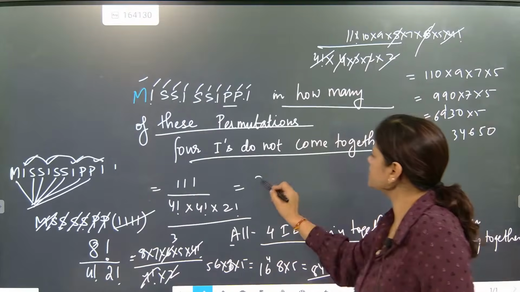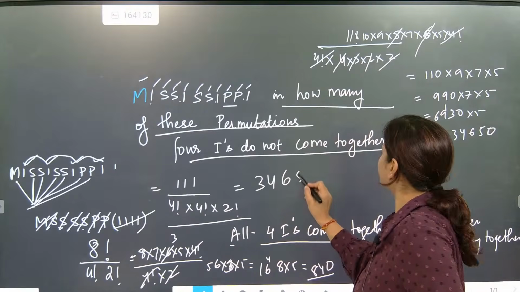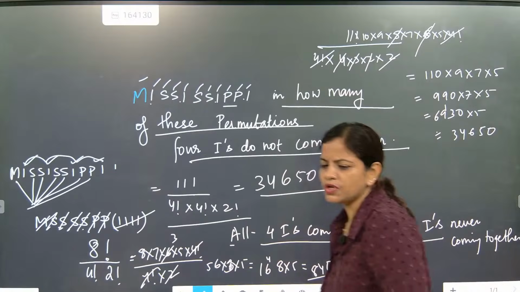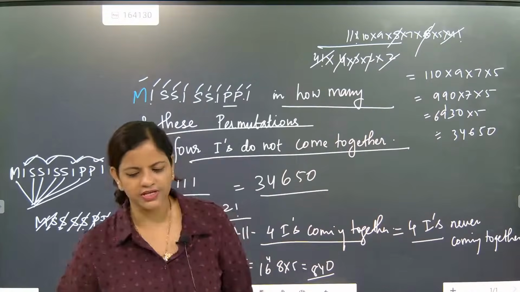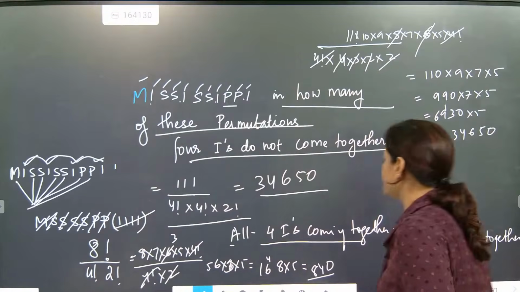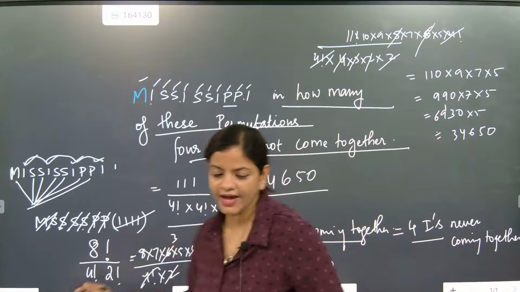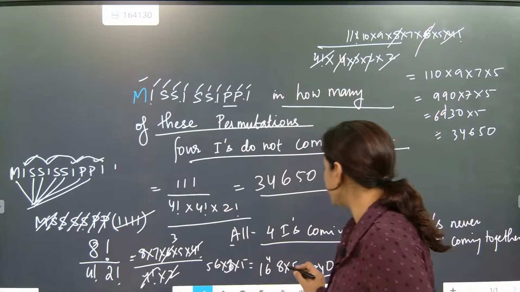It is coming as 3, 4, 6, 5, 0. Okay, so total is coming as 3, 4, 6, 5, 0. Yes, correct only, 3, 4, 6, 5, 0. And here the number of ways in which the I's are repeated is coming as 840.